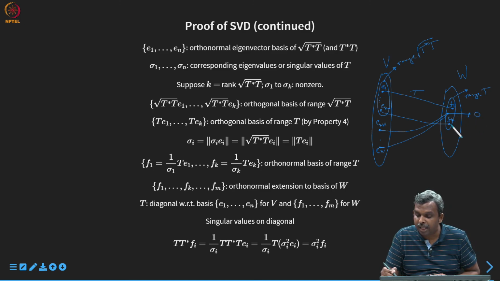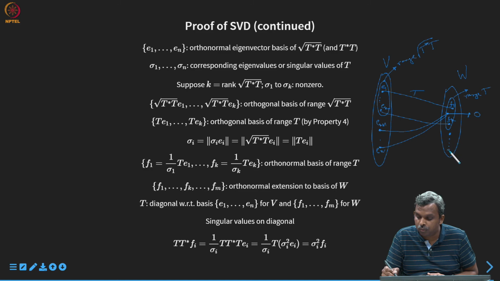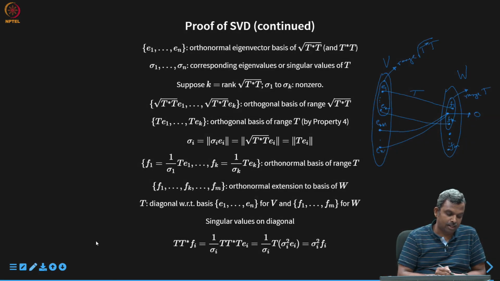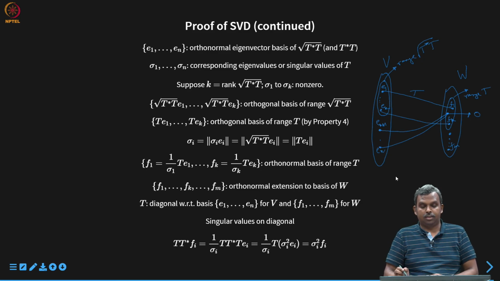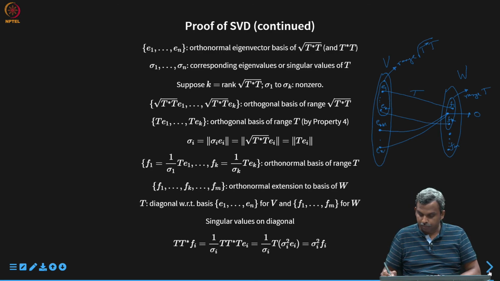So this F1 to Fk ends up being an orthonormal basis. That was the property of that nice little relationship, that map S, which was like an isometry from the range of square root of T star T to the range of T, and then you extend this to Fm. So now you have an orthonormal basis, which gives you a diagonal for T. That's the idea. It's a crucial, interesting little insight into how SVD works. So that's the end of the proof, and we have shown the existence of two orthonormal bases under which any linear map becomes diagonal.